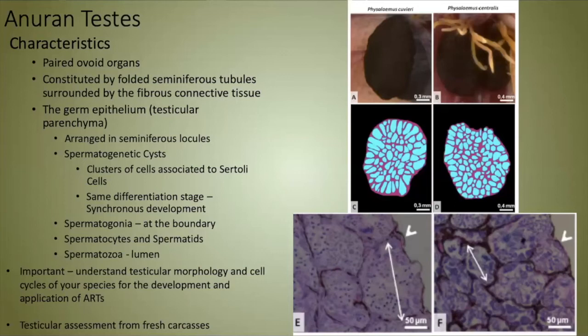So it's important to understand the morphology and cell cycles of your own species, which are not the same for all species, of course, usually species specific, for again, the development of ARTs. And testicular assessments or histological assessments can be done from tissues collected from carcasses, fresh carcasses, we recommend.